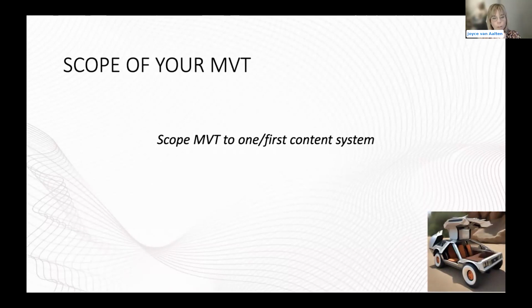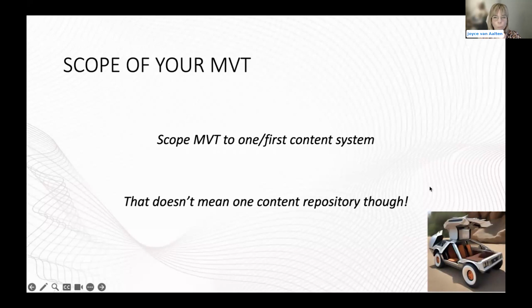However, I think there's one thing to make clear: one content system doesn't mean that there is one content repository. I've had situations where there were multiple content repositories, for instance a file share and a document management system that were migrated to SharePoint. So there were two content repositories going into one content system, or a knowledge base and a content management system, or a product information system and a content management system. So systems that were integrated.